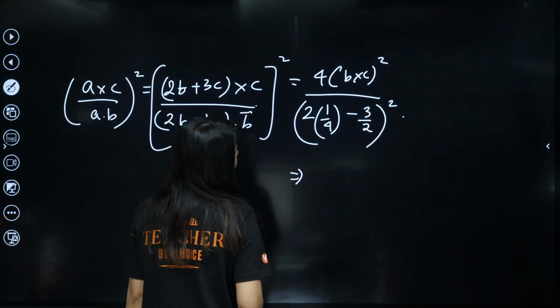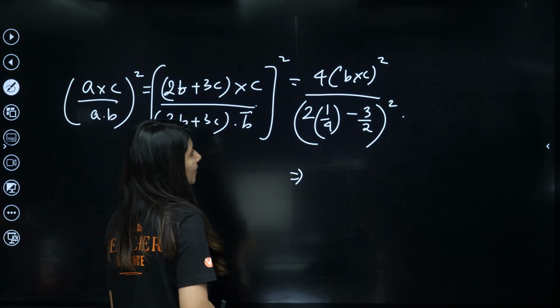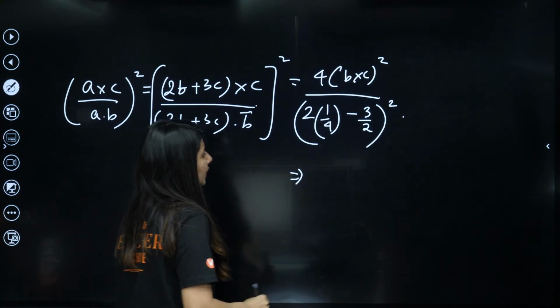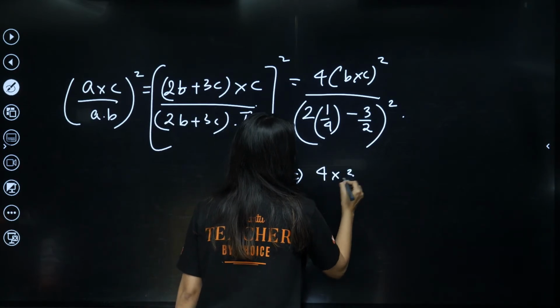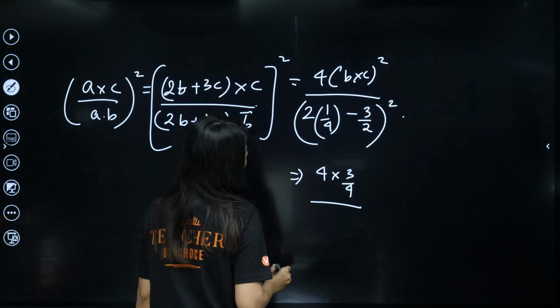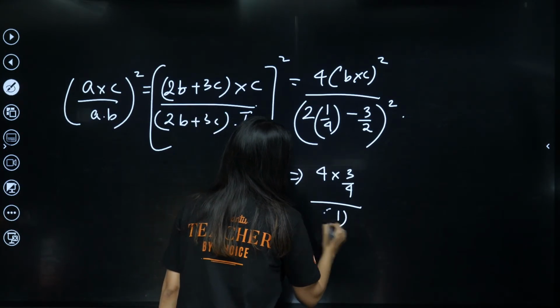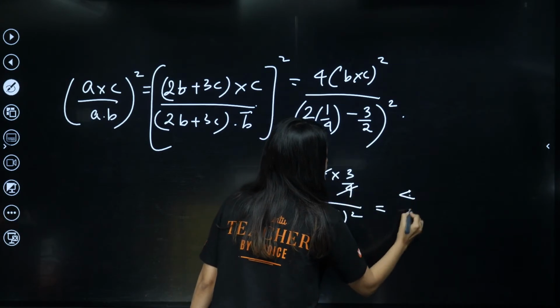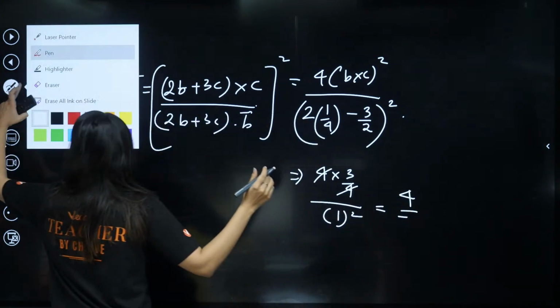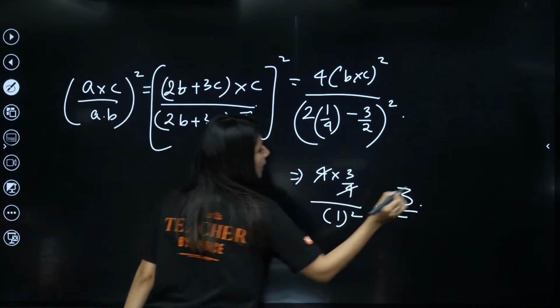So you will get what? B cross C. So B cross C is again half into 2 into root 3 by 2. So 4 into 3 by 4, whole upon what is this? So this is nothing but 1 by 2 minus 3 by 2. So this is 1. So the answer would be 4. Sorry, 3. 3 would be your answer.